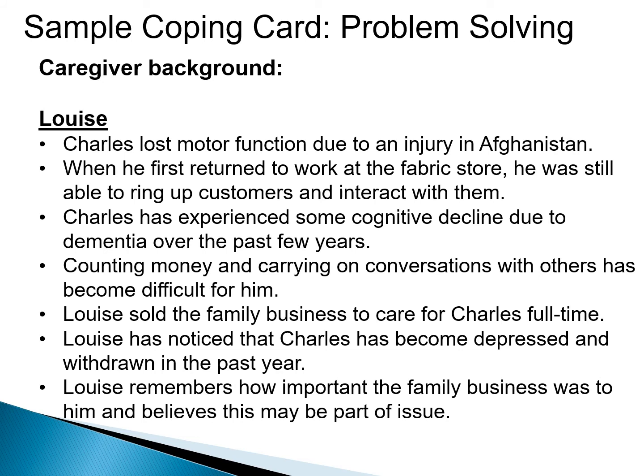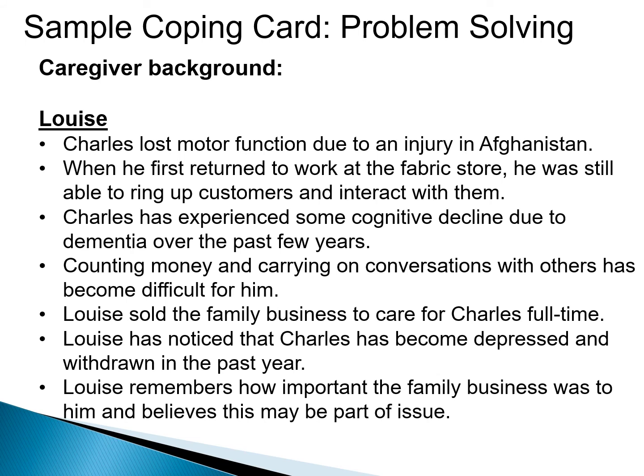Again, Louise's husband Charles lost some of his motor functioning due to an injury in Afghanistan 10 years ago. When he returned to work at the family business, a fabric store, he was still able to ring up customers and interact with them. However, Charles has experienced some cognitive decline due to dementia over the past few years. Counting money and carrying on conversations with others became increasingly difficult for him. Last year, Louise sold the family business and now stays home to care for Charles full-time.